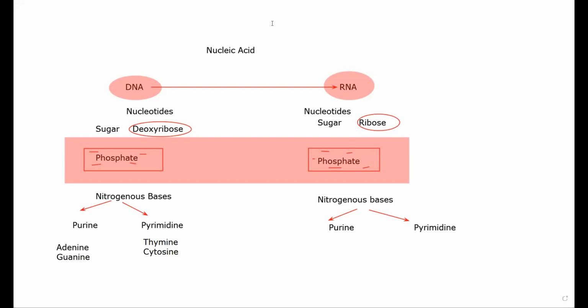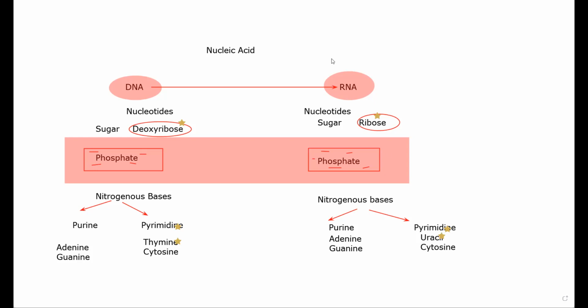Now let's look at RNA. The purine here is also adenine and guanine, whereas the pyrimidine here is uracil and cytosine. So what are the differences? The differences: number one, the difference in the sugar, deoxyribose versus ribose, and then there is a difference in the pyrimidine. In the pyrimidine, there's a difference between RNA and DNA. DNA has thymine in pyrimidine and RNA has uracil.